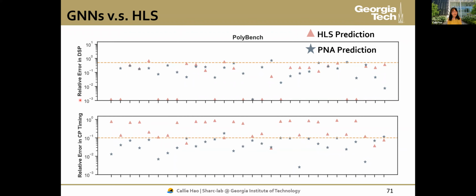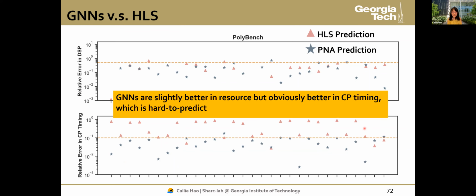So this is for the error in DSE. But for the timing, we can see the HLS prediction is actually doing worse than the graph neural network, since the lower the error, the better, right? So this is very promising, and we're happy to see this result. GNNs are slightly better in resource, but obviously better in critical path timing, which is really hard to predict.